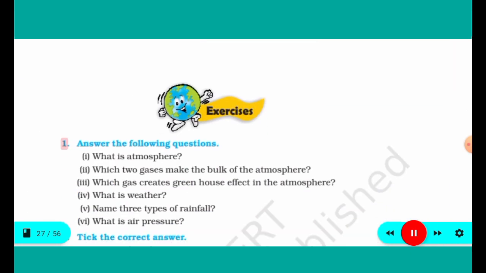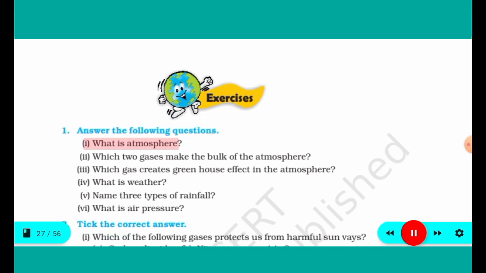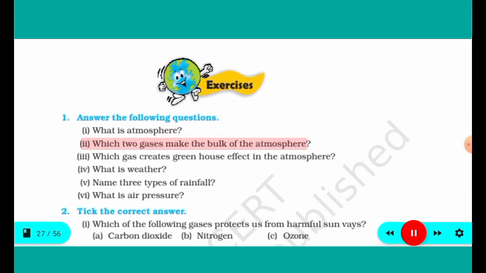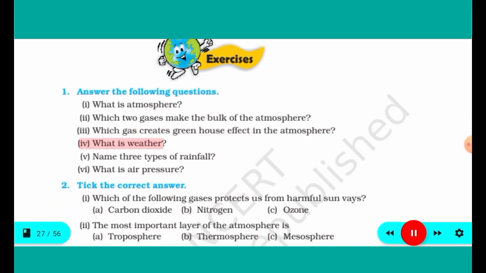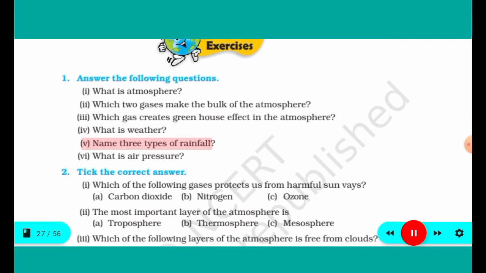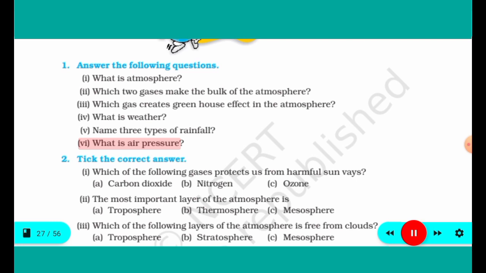Exercises. 1. Answer the following questions. I. What is atmosphere? II. Which two gases make the bulk of the atmosphere? III. Which gas creates greenhouse effect in the atmosphere? IV. What is weather? V. Name three types of rainfall. VI. What is air pressure?